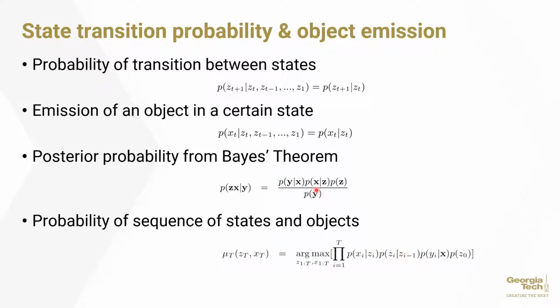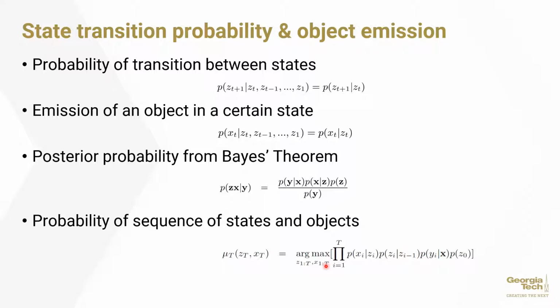And so when you plug this into Bayes' theorem, what you get is you multiply the probability of certain sensor data given the emission of a certain object, multiplied by the probability of getting a certain object within a certain state, multiplied by the probability of being in that state, and then all of this is over the probability of the data.